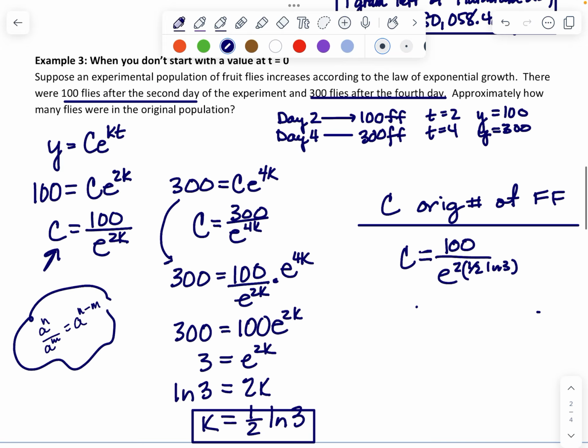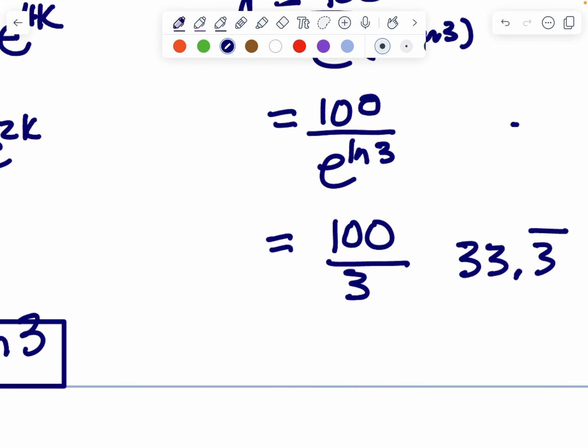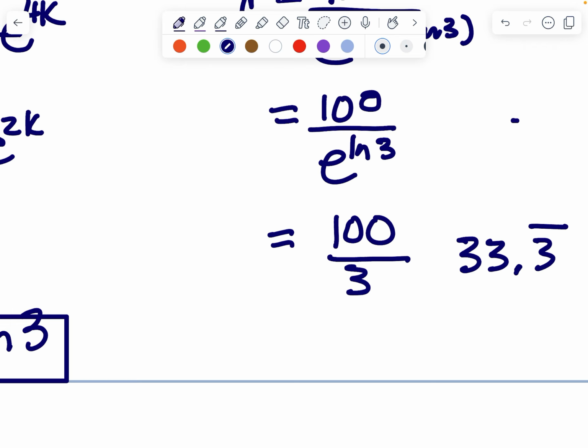So in the bottom, this is equal to 100 over e to the ln of 3. My pen is just deciding to conk out on me. Oh, you're like, wow, that's pretty fantastic, because when we get that, then that's 100 over 3, which is 33.3 repeating. So, I mean, we don't really have a third of a fly unless you're dissecting flies. So, fruit flies. So what we have here is about 33 flies in the original population.